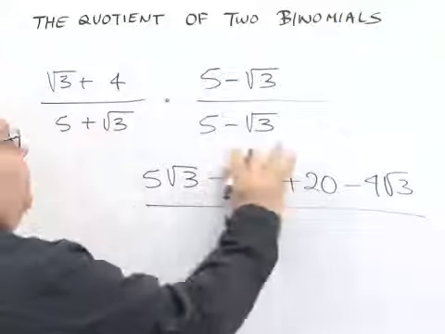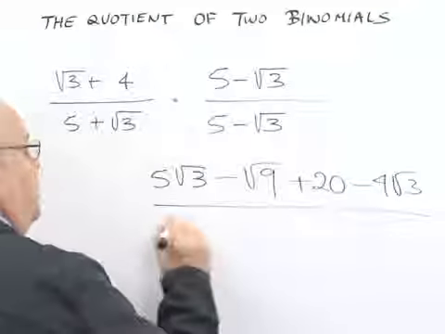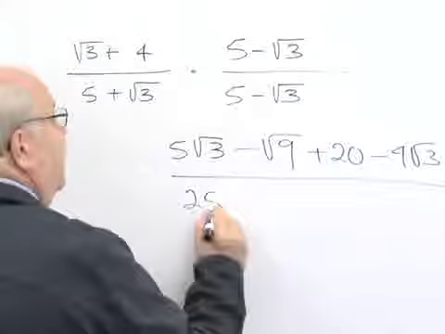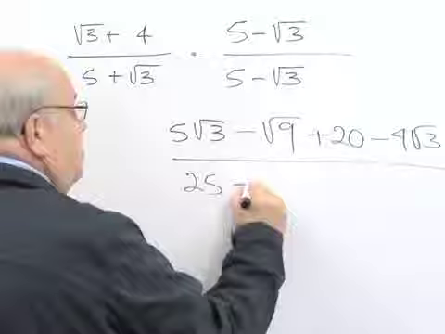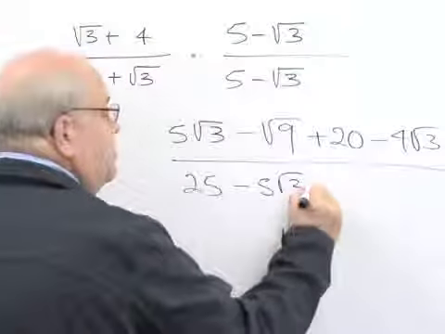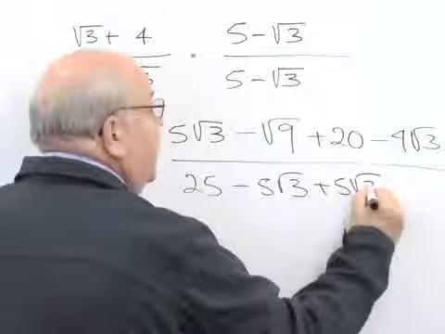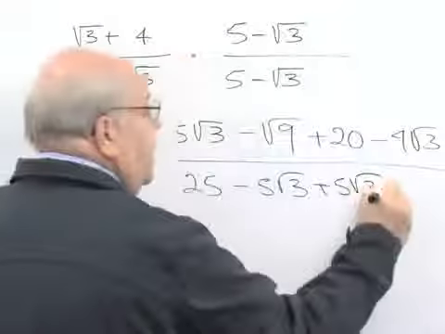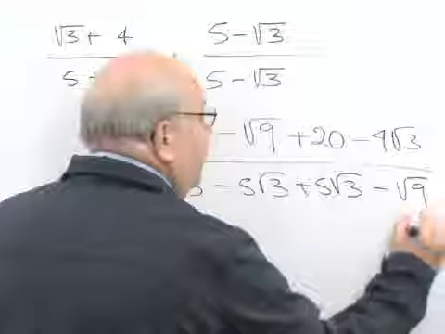How about the two binomials on the bottom? The first terms would give us 25. The outer product is minus 5 square roots of 3. The inner product is plus 5 square roots of 3. And the last term is minus the square root of 9.